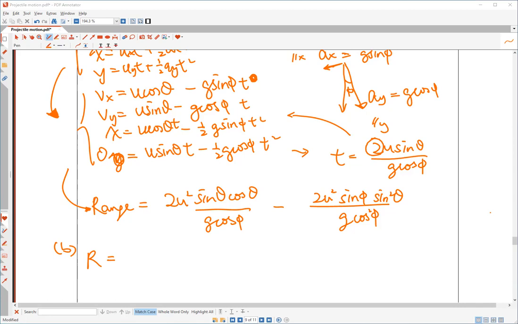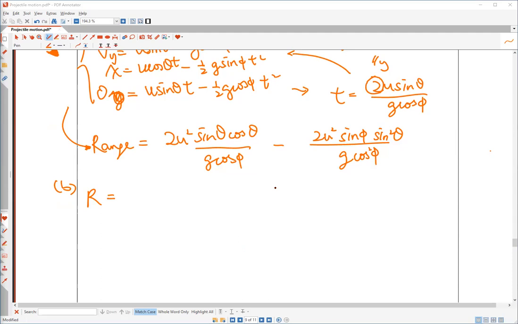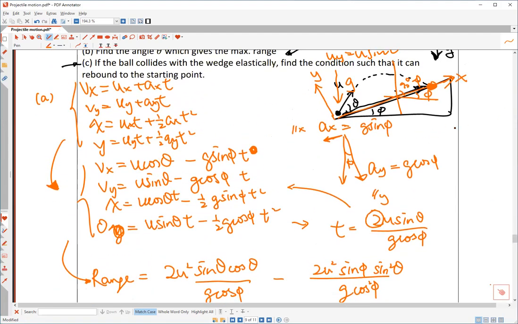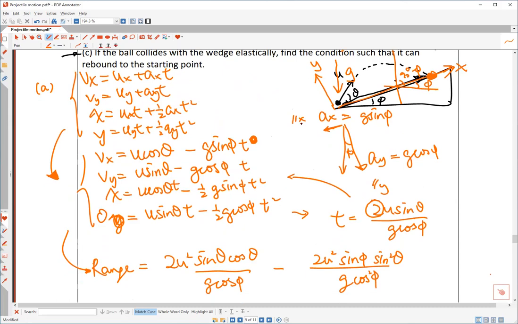Sometimes students may use differentiation or calculus to derive it, but it's not really easy. Even if you are using differentiation, it's not easy at all. So I will use trigonometry here. First of all, let me simplify the equation a bit. Now the angle phi is a constant angle. This is the angle of the slope. You can change only the angle theta.